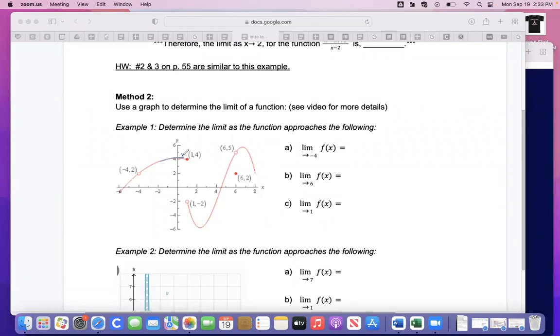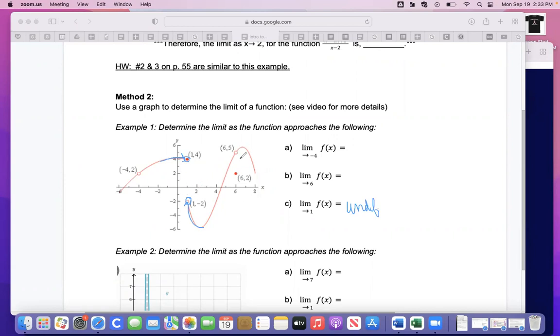As it approaches from the left side, it is approaching the value of 4, but as it's approaching from the right side, it has the value of -2. So because there's a jump and a discontinuity there, this is undefined. You can write undefined here because it has a jump within the graph.